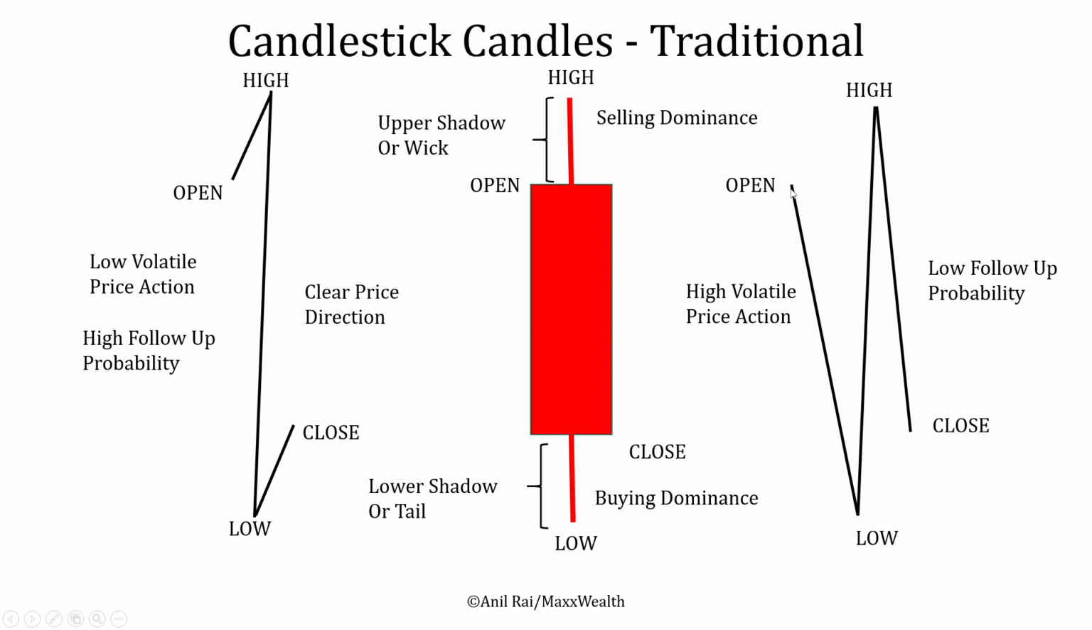The other scenario: it opens here, makes a low, buying force makes a new high, and then again selling force comes up and closes near the low. It's a highly volatile price action. Again, the follow-up probability will be high, but in both scenarios, the candlestick will be the same. So the candlestick is not going to tell you unless you go down and see on the lower time frame.